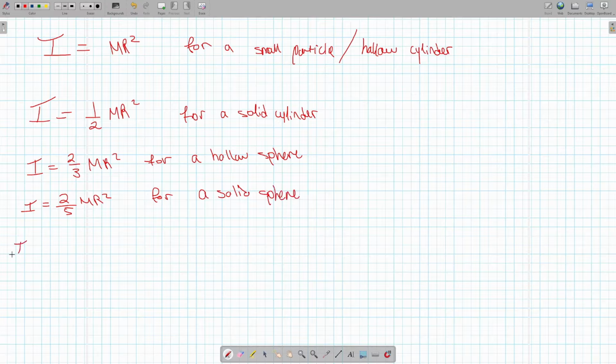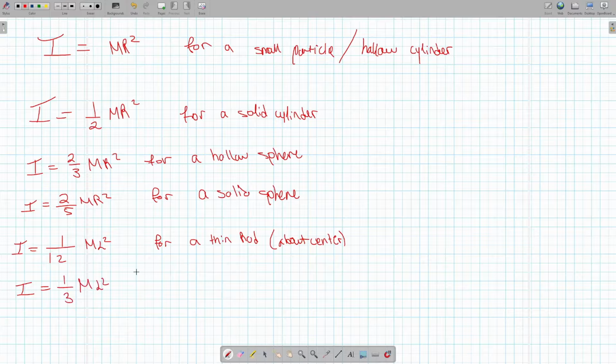You also have I is equal to 1 over 12 ml squared for a thin rod. And this is if you're taking the axis about the center. But what's different if you're taking the axis about one of the ends of that same thin rod?